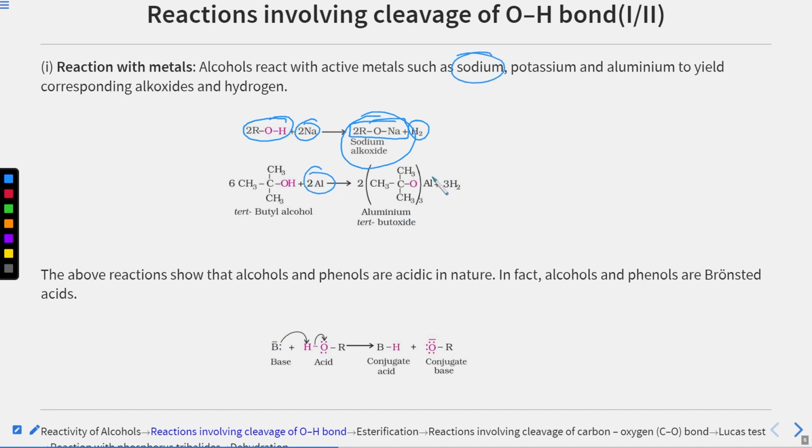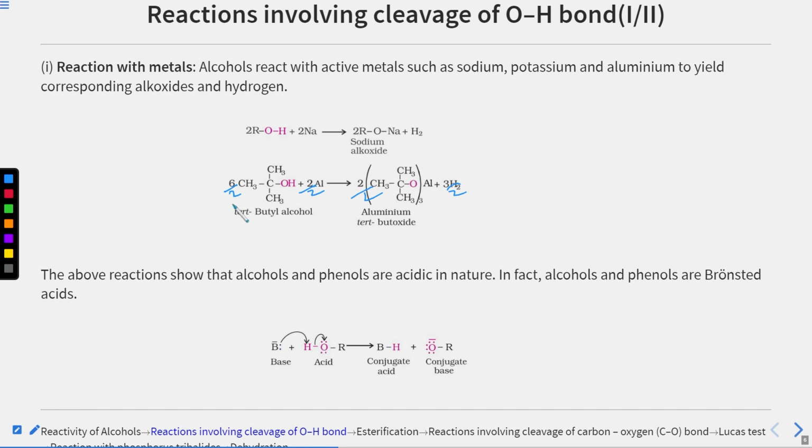Now since aluminium has a valency of 3, 3 of these alkyl groups are needed. So total, according to this stoichiometry, you can see that 6 moles of tertiary butyl alcohol react with 2 moles of aluminium to give 2 moles of aluminium tert-butoxide. So for 1 mole of this compound, we would need 3 moles of this tert-butyl group. You can just imagine it like this, just divide by 2.